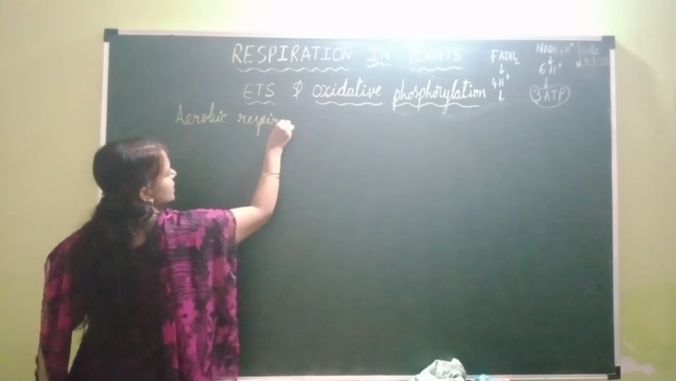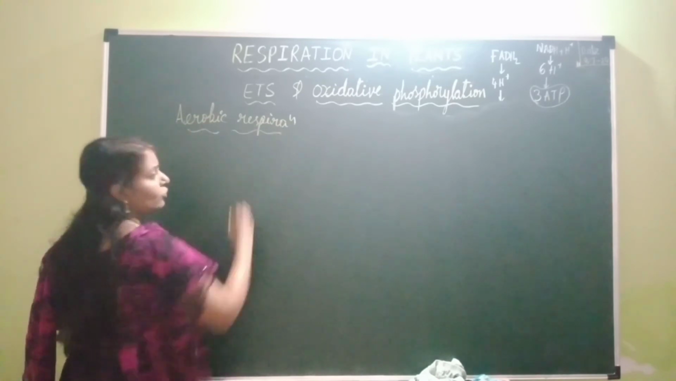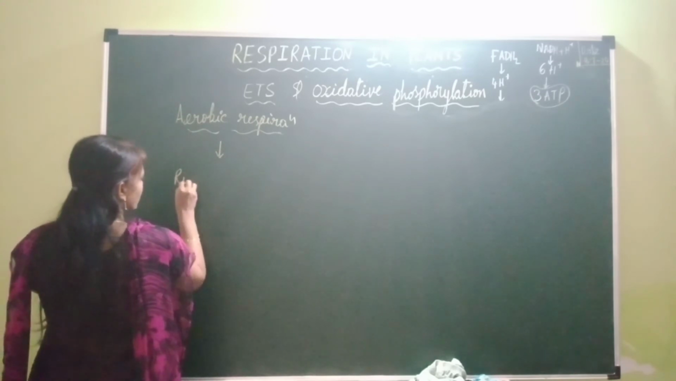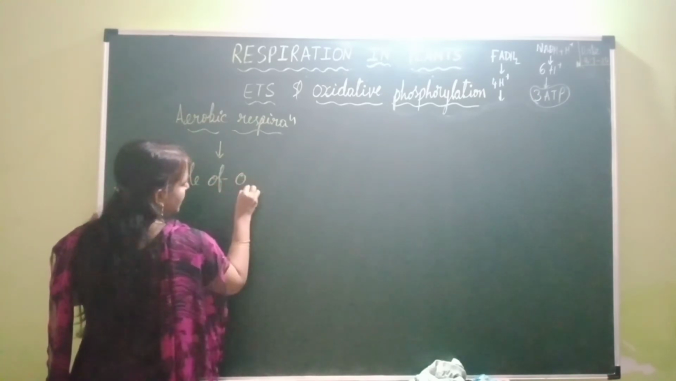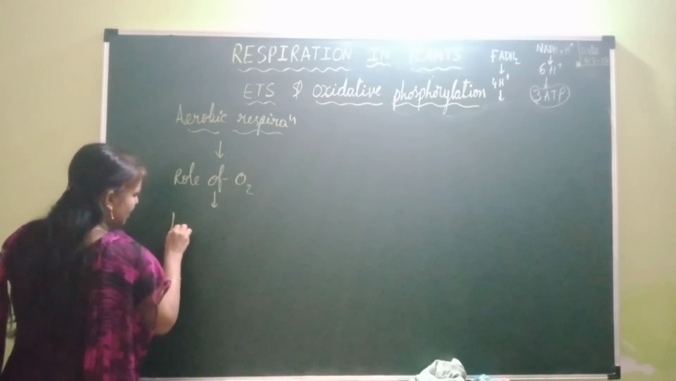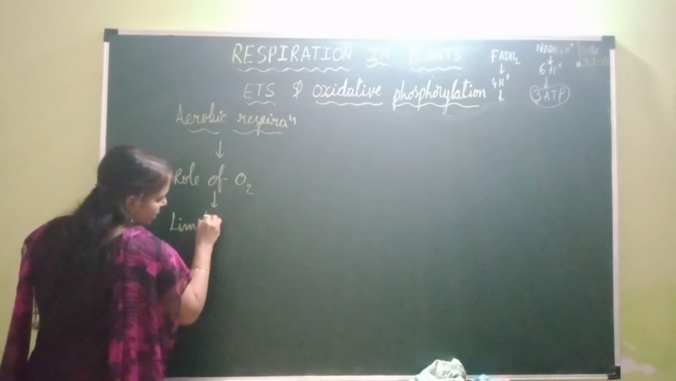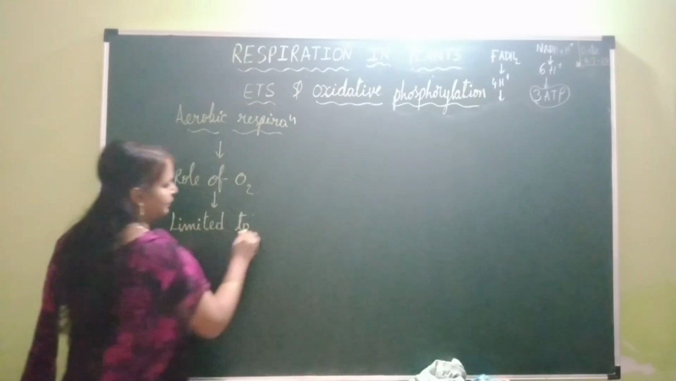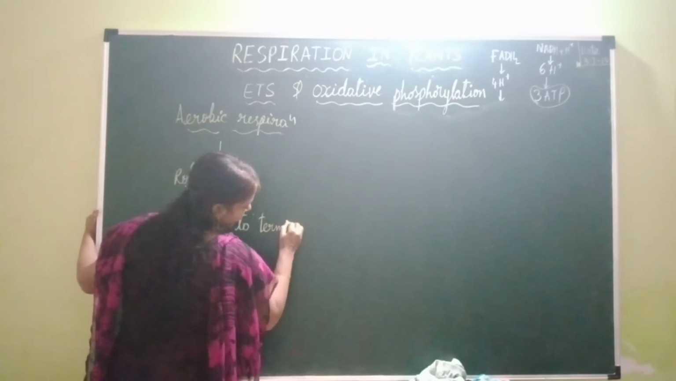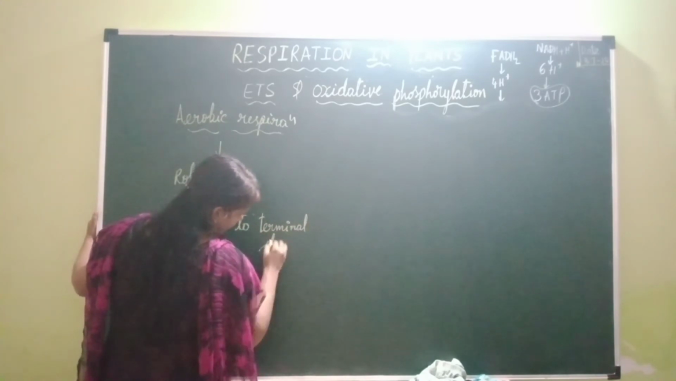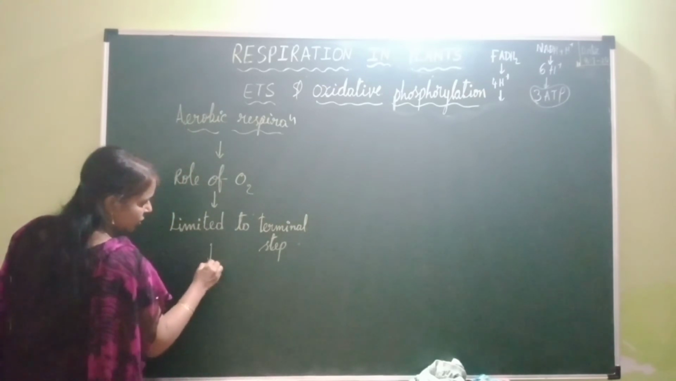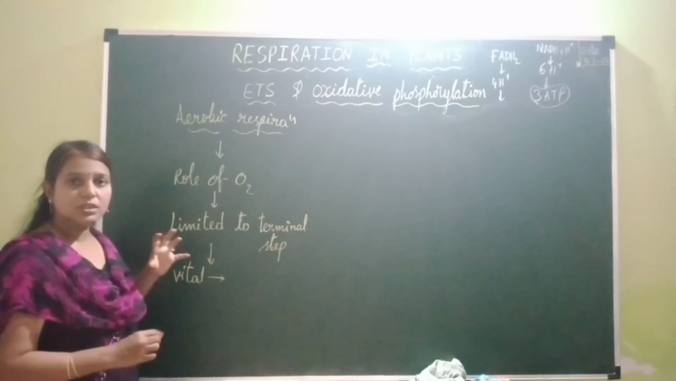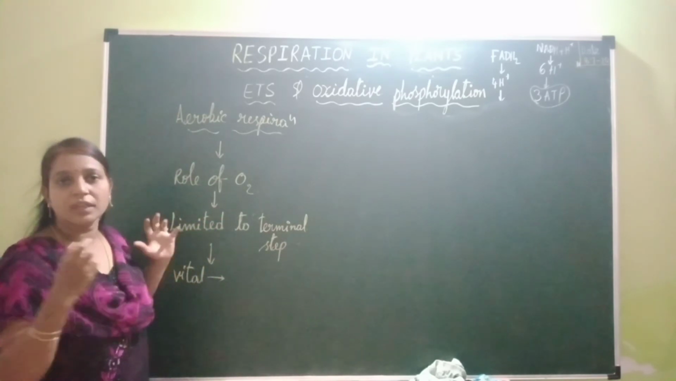But in this aerobic respiration, what is happening? The role of oxygen is limited to the terminal step. Though the role of oxygen is limited to the terminal step, the presence of this oxygen is vital, because this oxygen drives the entire process of this aerobic respiration.